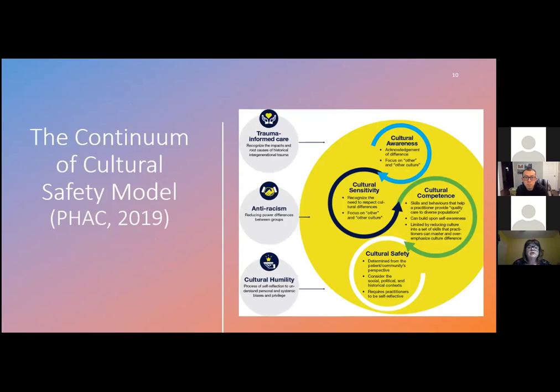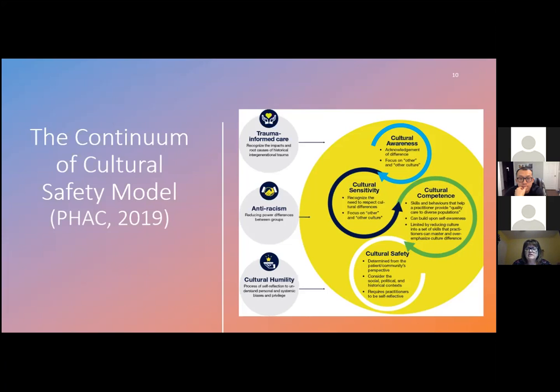So recently there was published the Continuum of Cultural Safety model by the Public Health Agency of Canada in their stigma report, and it emphasizes the role of the patient in defining culturally safe practice. And so here, all the things in the yellow circle represent the patient group or community. And then the three approaches on the left, so trauma-informed care, anti-racism, and cultural humility, are what the practitioner needs to bring to their interactions with individuals in order to create a culturally caring interaction. It won't necessarily be culturally safe because only the individual receiving the care can identify that it is culturally safe.